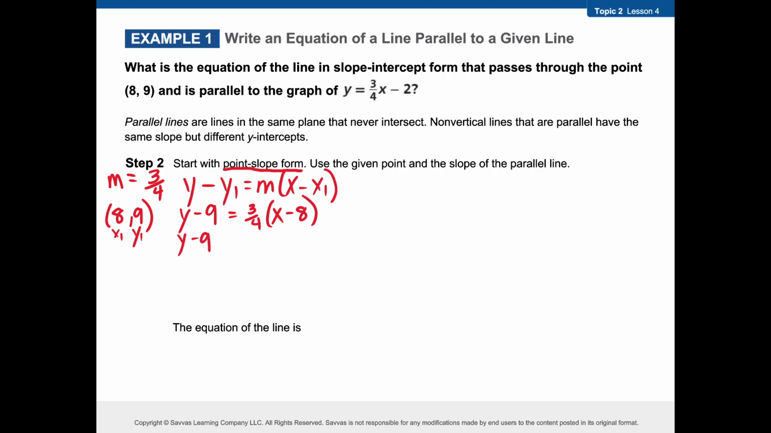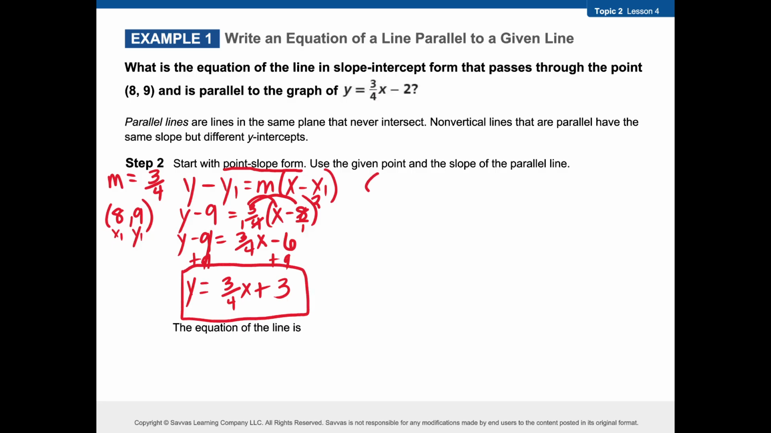Do my distributive property: 3/4 times x, 3/4x, 3/4 times a negative 8. I can put that 8 over 1. 4 goes into itself once, into 8 twice. So 3 times a negative 2, negative 6. And then just to put it into slope-intercept form, I can add 9, and my equation would be y equals 3/4x, negative 6 plus 9, positive 3.